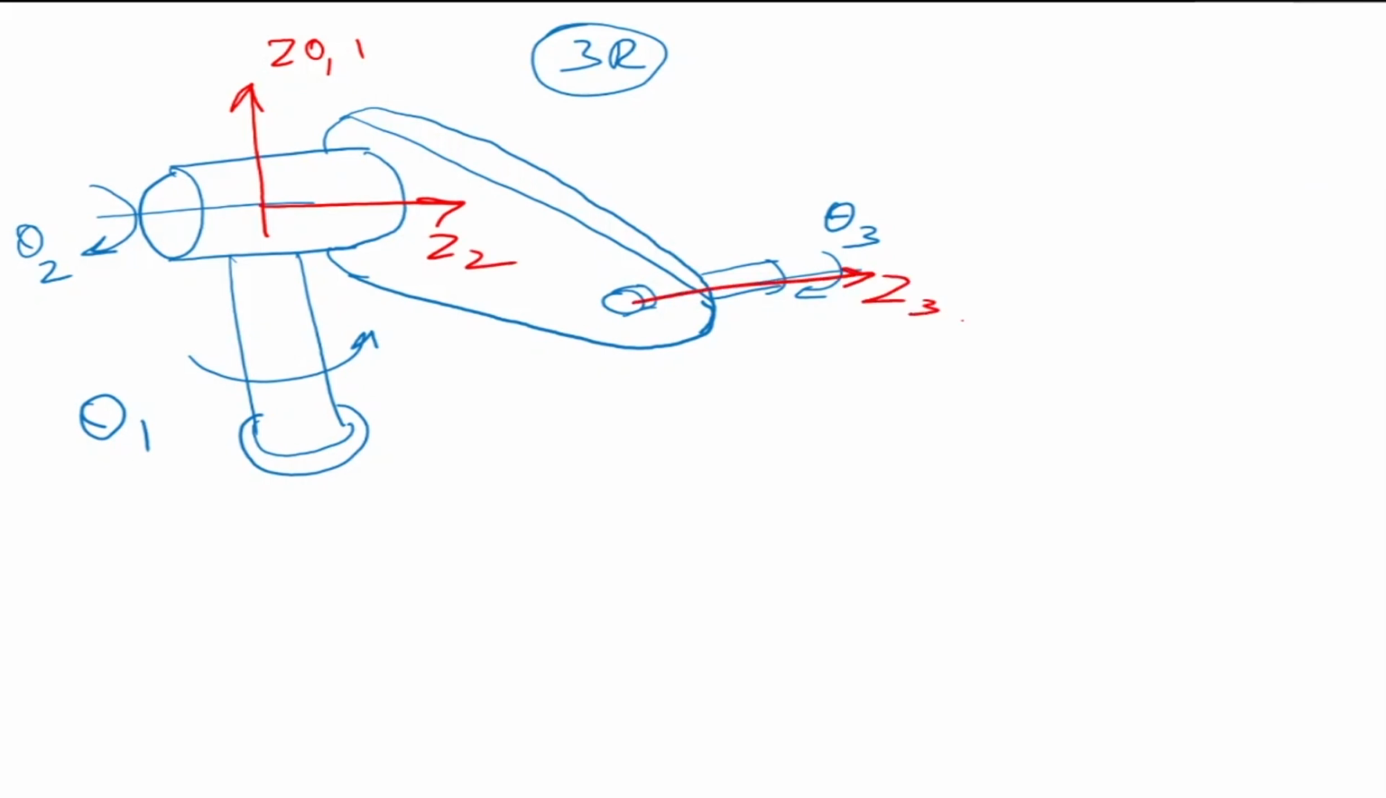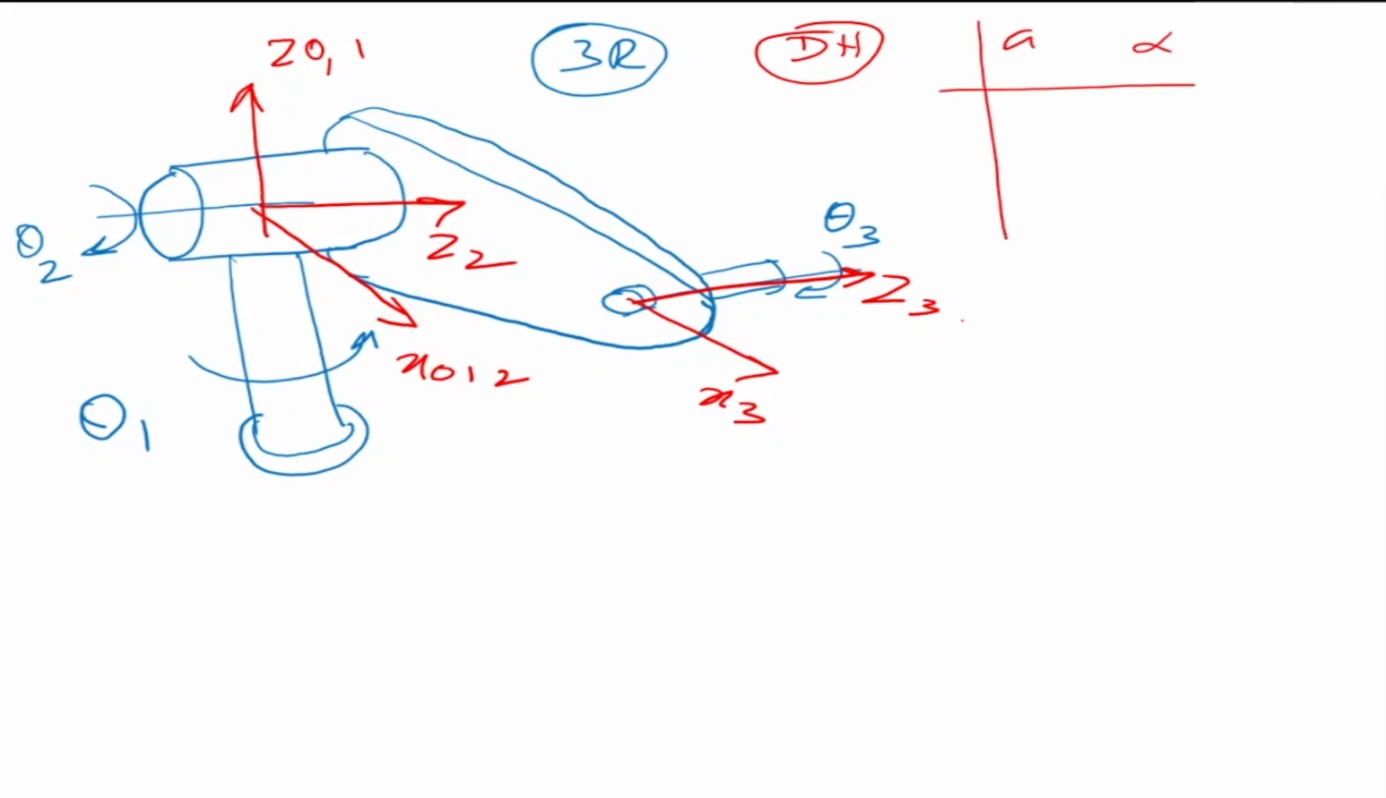That's my Z3 axis. Then X. Now we see that Z1, Z2 are intersecting. So we have to be careful about this: for intersecting axes, the X-axis points out of the plane. So it's X0, X1, and X2. This one is X3. So we have put our axes. Now let's write the DH parameter table. Our DH parameter table will have a, alpha, d, and theta, and our table will look something like this.